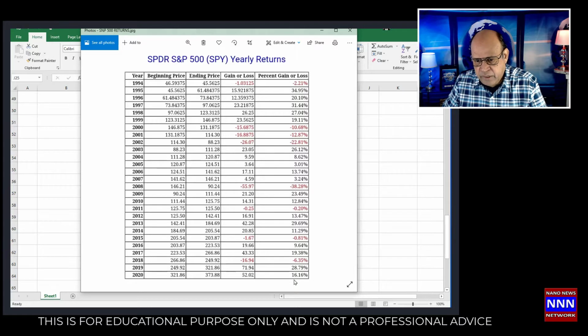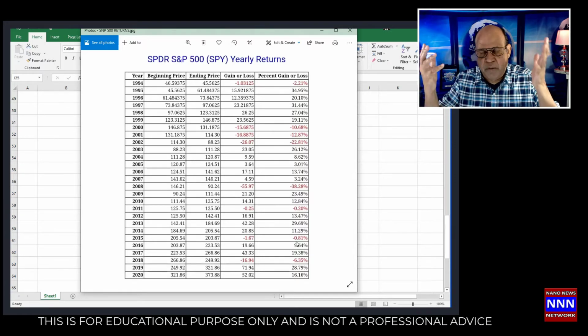But look at some of the red years here. The dot-com bust here, 2000, 2001: minus 10%, minus 12.87%, minus 22%. Then you look at the 2008 financial debacle where the market dropped 38.28%. So how do we figure out what the average return is when they say, well, you can expect an average return of 8 to 12%?